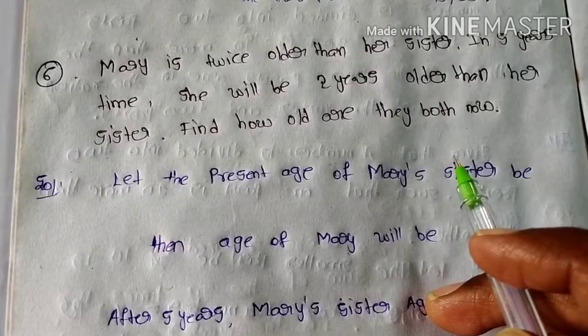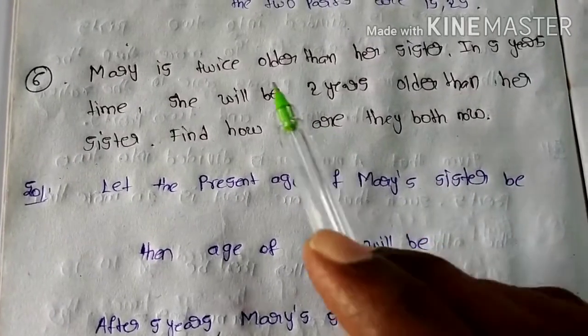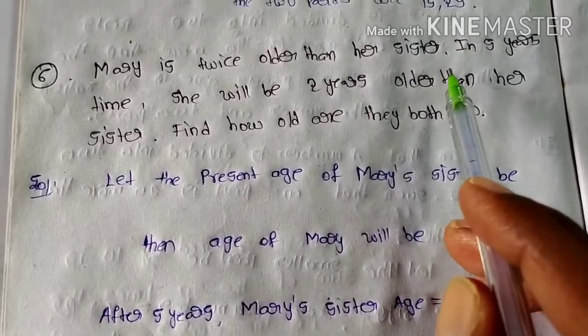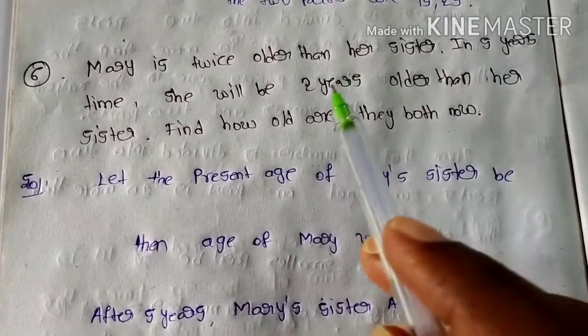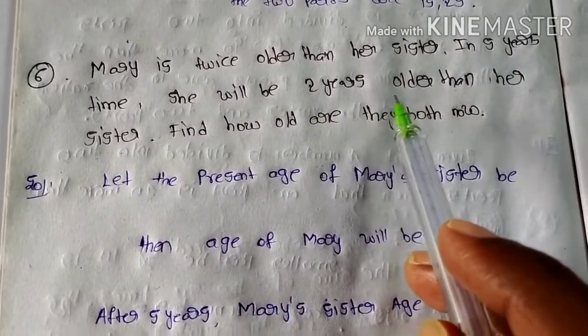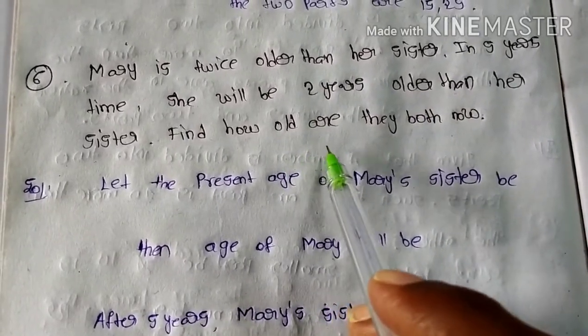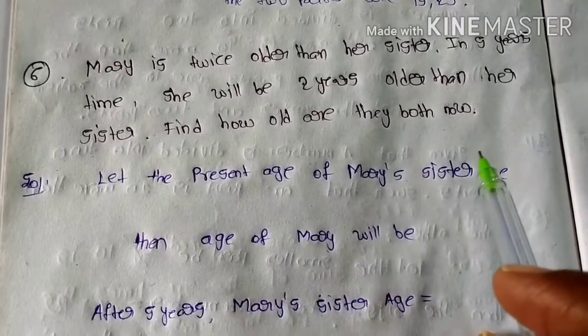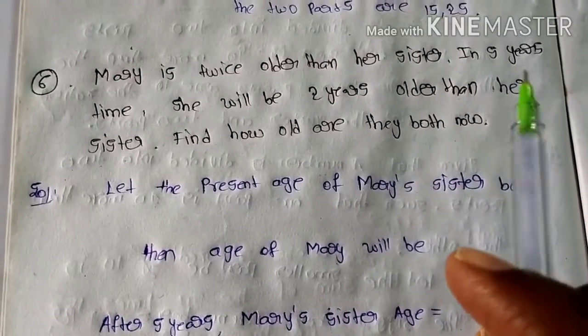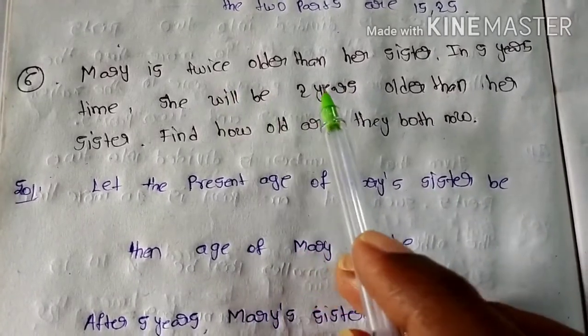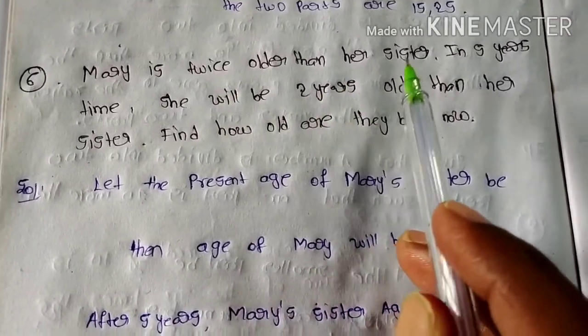Now you can see here question number 6. Mary is twice older than her sister. In 5 years' time, she will be 2 years older than her sister. Find how old are they both now. See here, once you can read the question carefully. First of all, Mary is twice older than her sister. We don't know her sister's age.